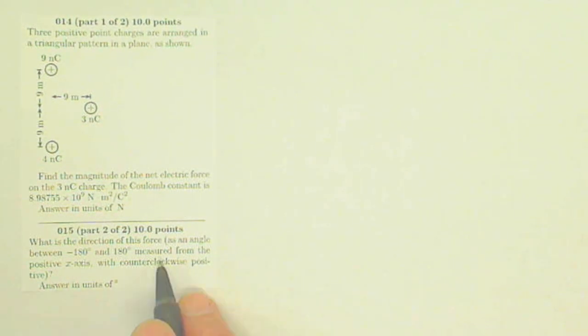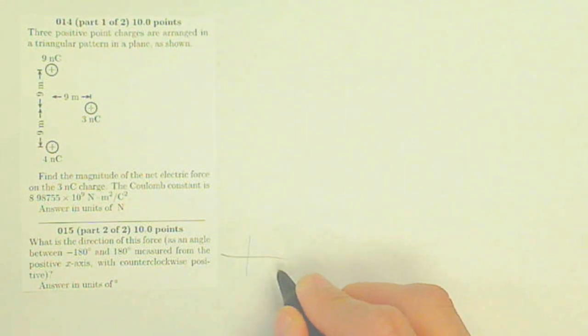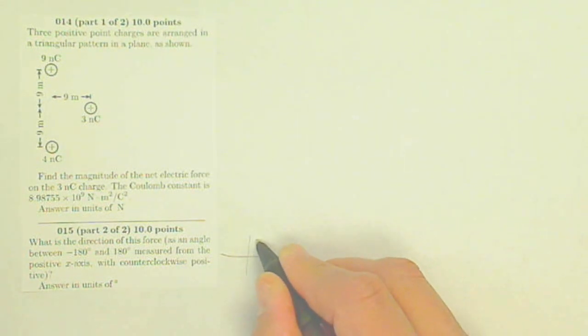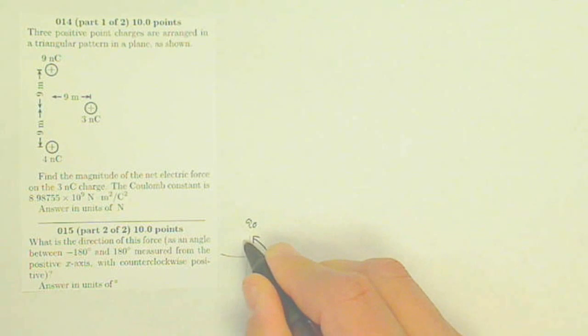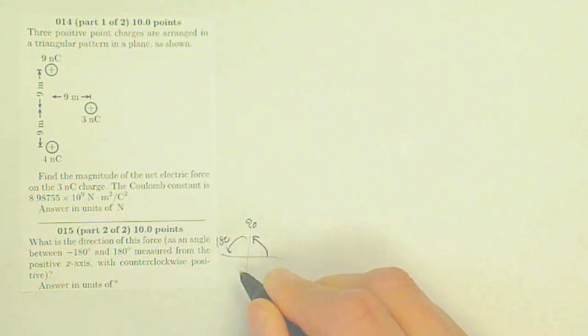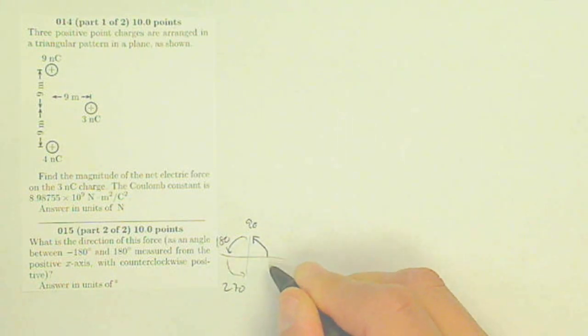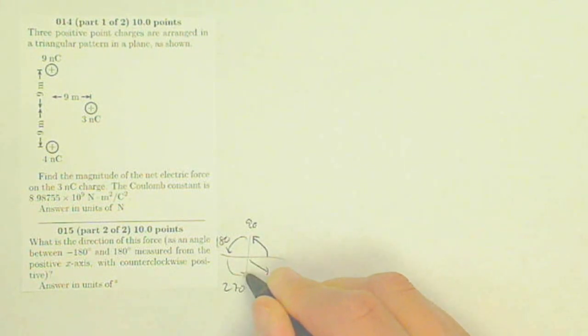positive. So what this means is that if I had an axis here, then I'd be measuring, and I would get up to 90 degrees, I'd get around to 180, I'd get around to 270. So I just want to measure my angle around this way. So if I'm pointing in this direction, I'd have to give the angle all the way around to this, not just the one down here.